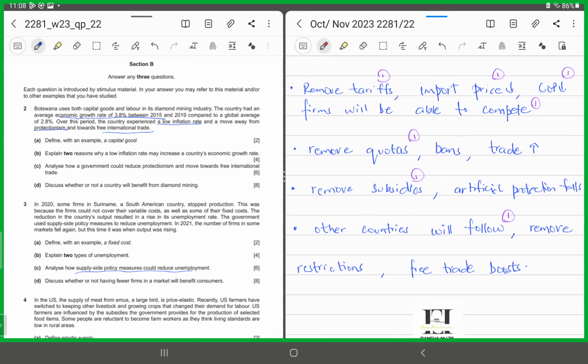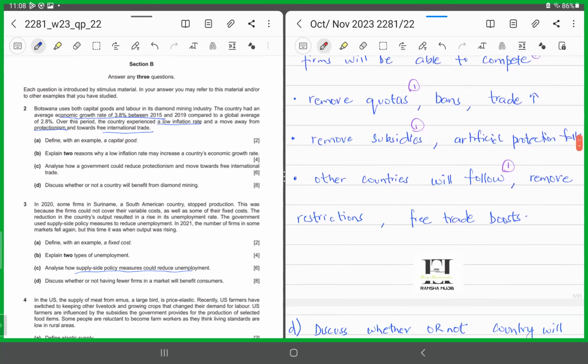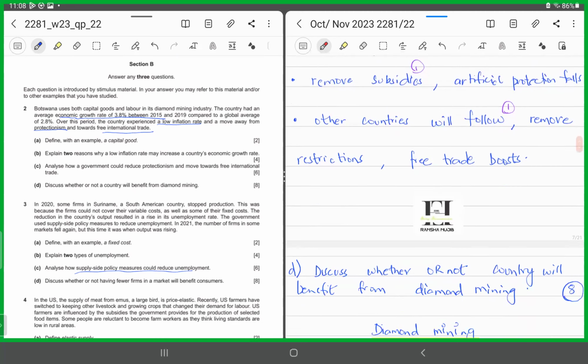And when the other countries would see Botswana moving towards free trade and going out of protectionism, they would also retaliate and they would also follow. And as a result, free trade will boost. All right. So then the easy part.